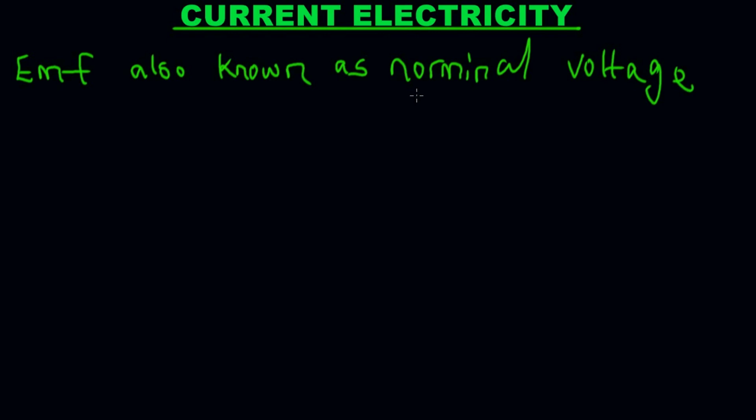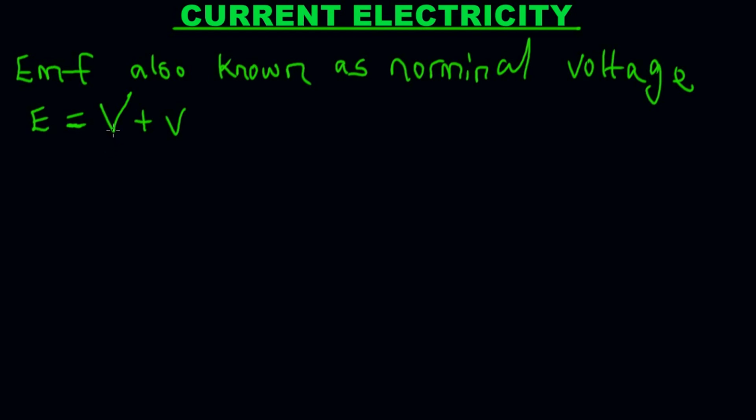So now this EMF, right? It is equal to the sum of the terminal potential difference and the lost volts. EMF E is equal to the sum of the terminal potential difference, represented with a big V, and the lost voltage, which is a small v. So this is a good formula, one of the most important formulas you should know of EMF.